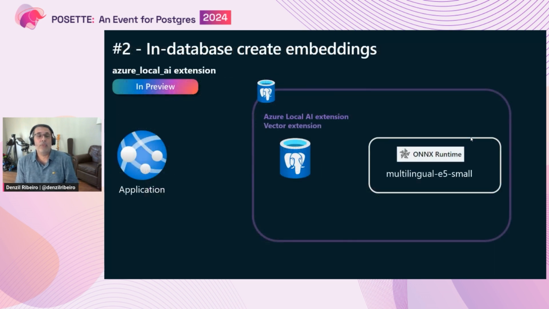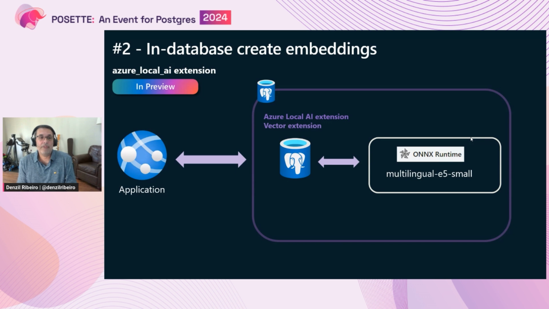The second scenario we'll look at, which we've just announced in preview, is generating in-database embeddings without even having to go to Azure OpenAI. This is now in preview. So in this scenario, the application talks to the database, and the database actually hosts an ONNX runtime. The first model we have hosted is a multilingual E5 small model. This is an MS research model that is on Hugging Face.